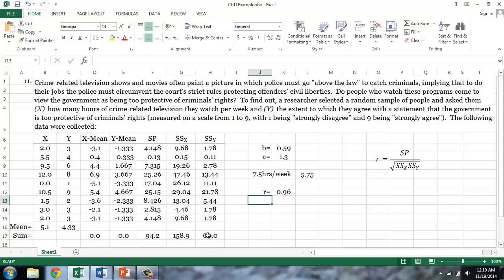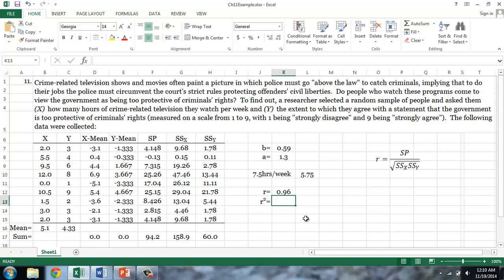Our PRE measure, called the coefficient of determination, is simply equal to r squared. In this case, r squared is equal to 0.96 squared, or 0.93. This tells us that 93% of the variance in agreement with the statement is due to television watching habits.